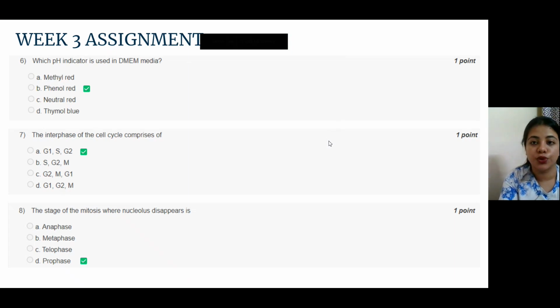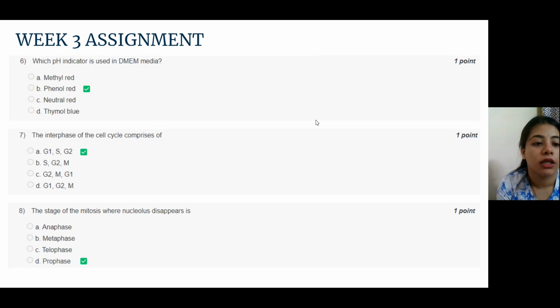So coming to the next question, which is the eighth question in this assignment. It was about the stage of mitosis where the nucleolus disappears. Among that, we have the options anaphase, metaphase, telophase, and prophase.